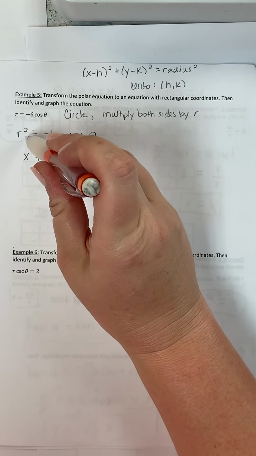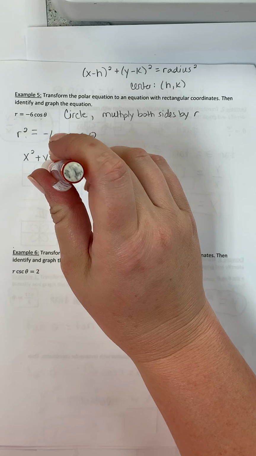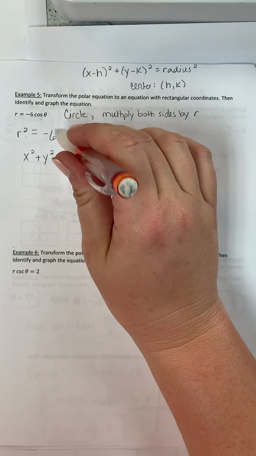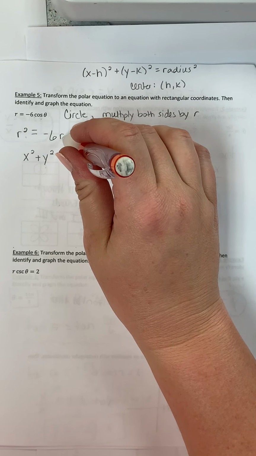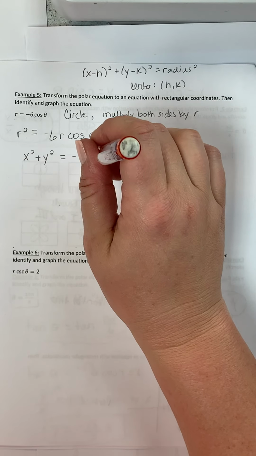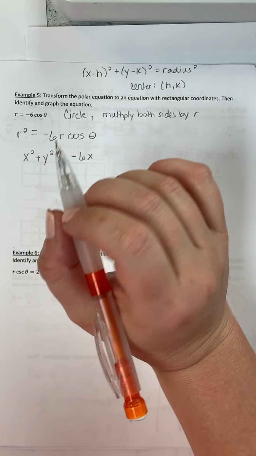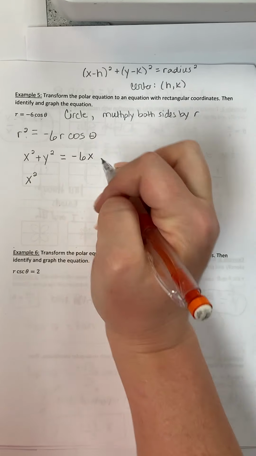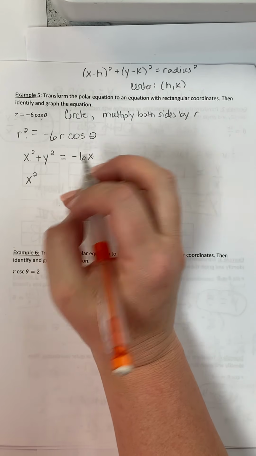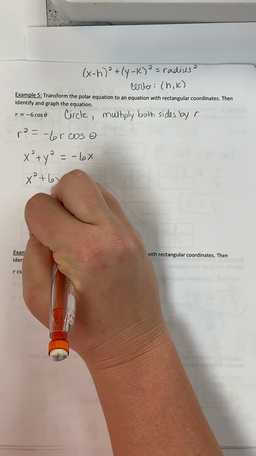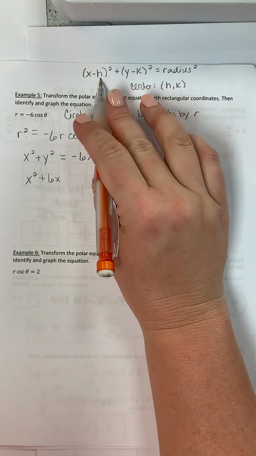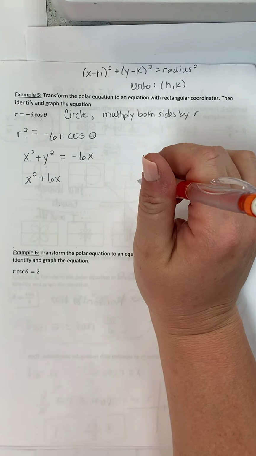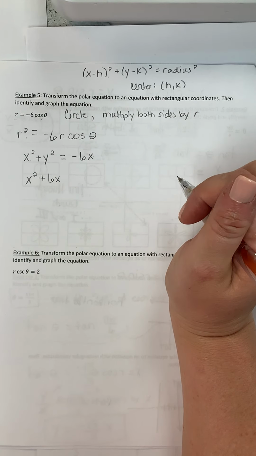Okay, so I replaced this with x squared plus y squared. I had multiplied both sides by r, so now this is an x, okay? I'm going to move all those terms to the left, and I'm going to sit them next to each other. So I'm going to have x squared plus 6x. Now, in order to get it into this form, you have to think way back to college algebra. We have to complete the square.